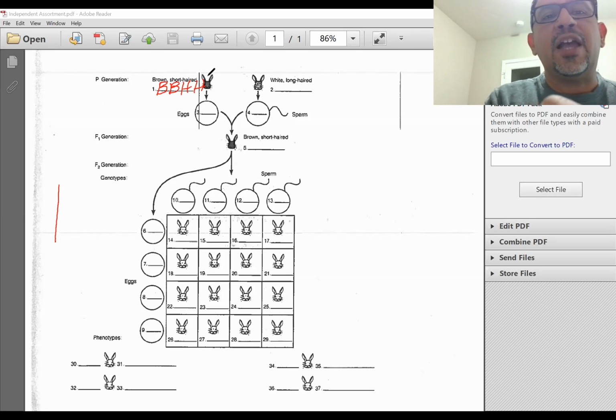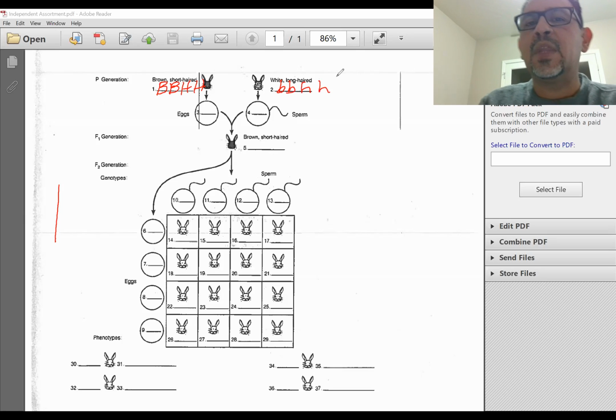So capital B is a symbol for brown, capital H is a symbol for short hair. For the rabbits that are producing white hair, we're going to be using lowercase b and lowercase h's for the short hair. So that's the genotypes of the P generation.